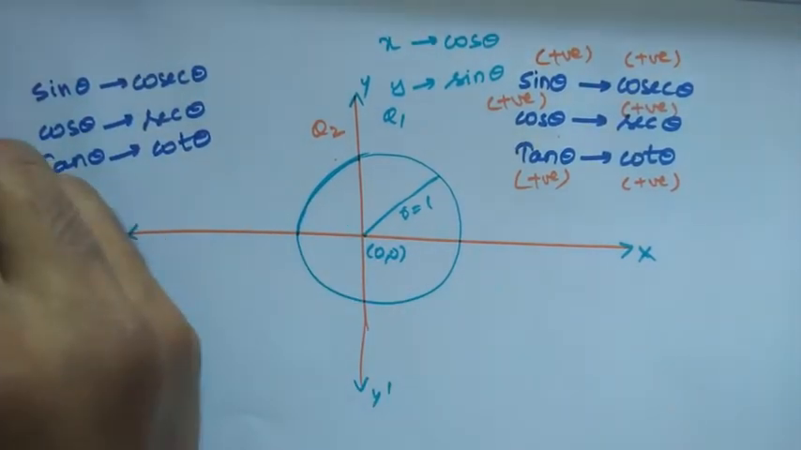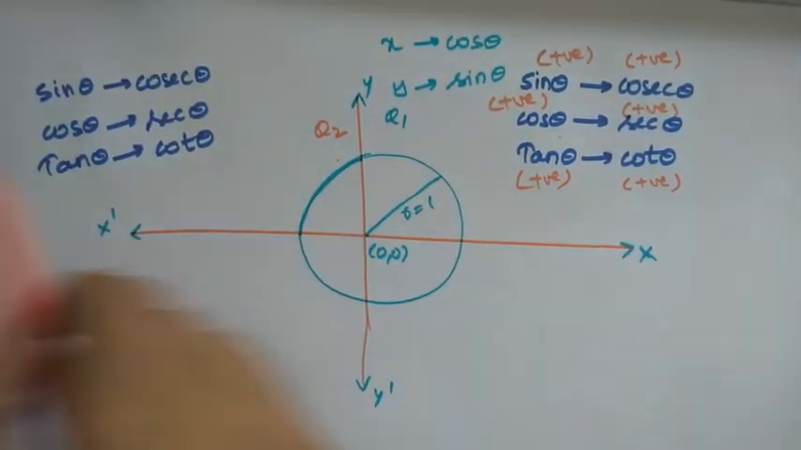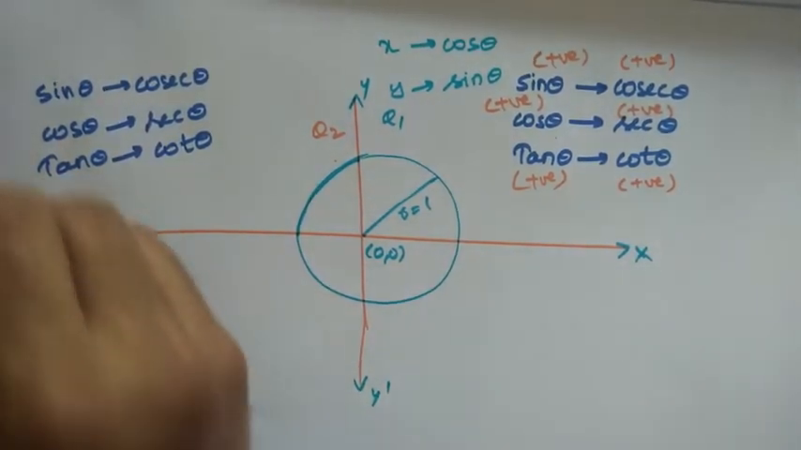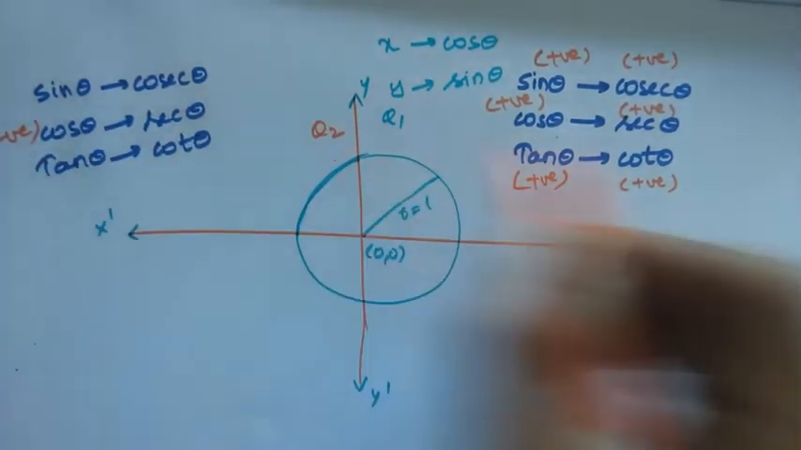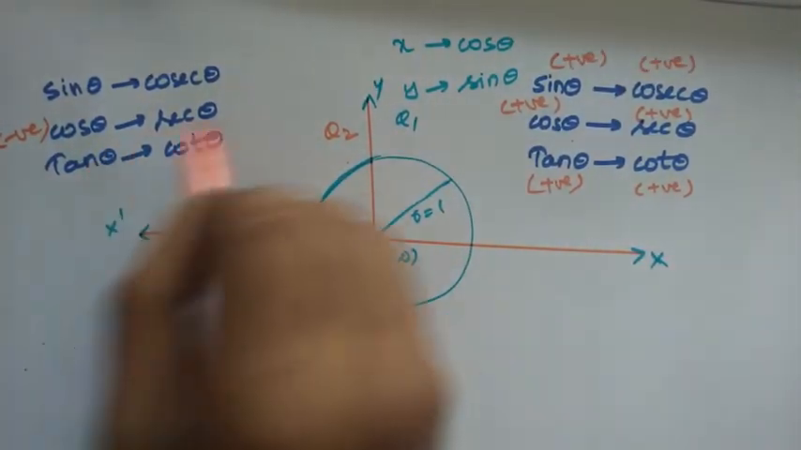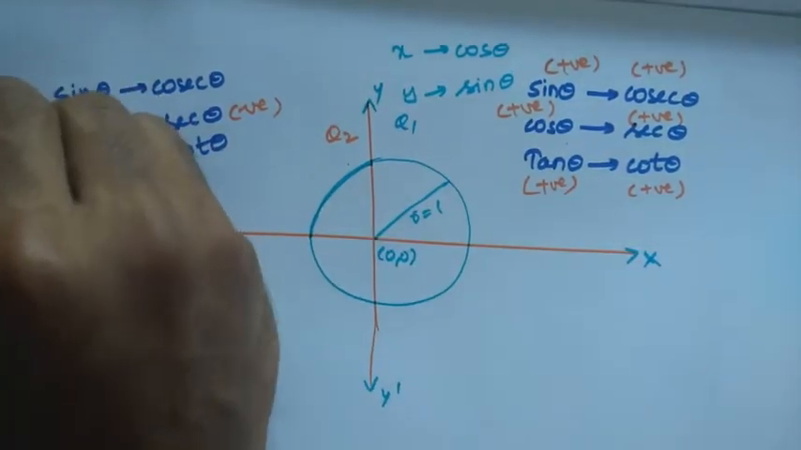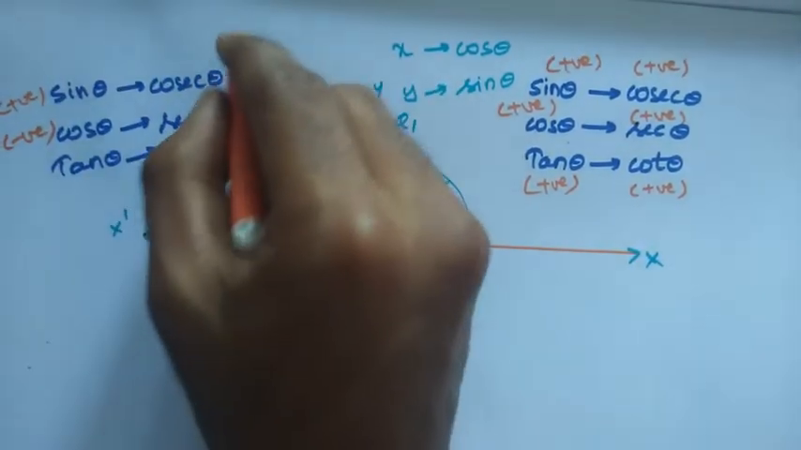Now I'm going to write what trigonometric ratios will be positive in this quadrant. Because x coordinate is negative, cos will be negative here, and its reciprocal will also be negative. And y coordinate is positive, so sine will be positive, and its reciprocal will also be positive.